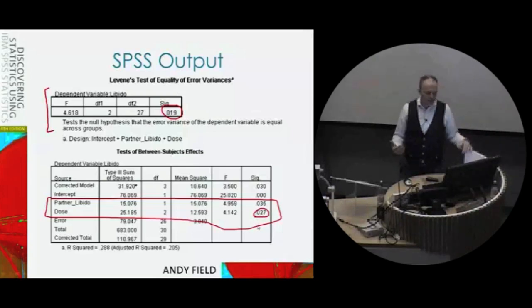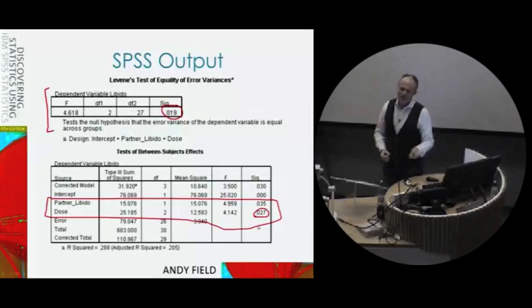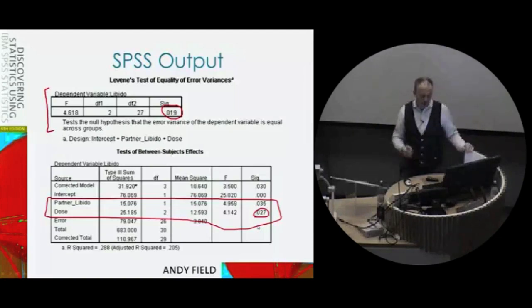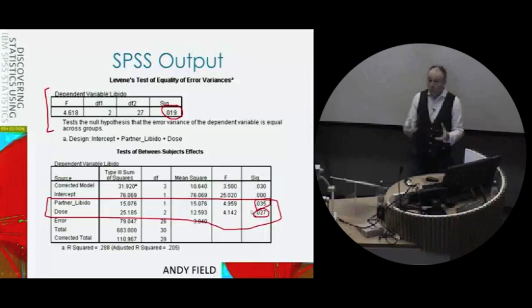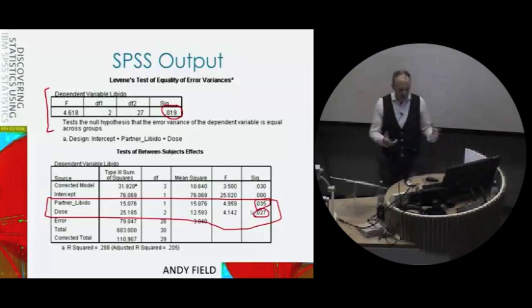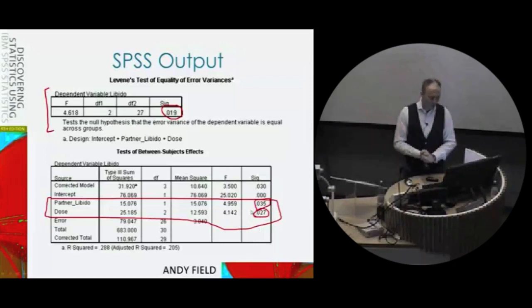Now the reason that's happened, as I said, is because the means have been adjusted for the effect of the covariate. So the means have actually changed slightly to take account of partner's libido. We also see for partner's libido that the p-value is also less than 0.05, so that would also be a significant effect. So these are both effects that are significant and we should interpret them, and so on and so forth.